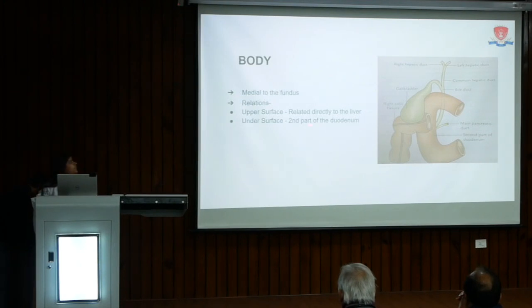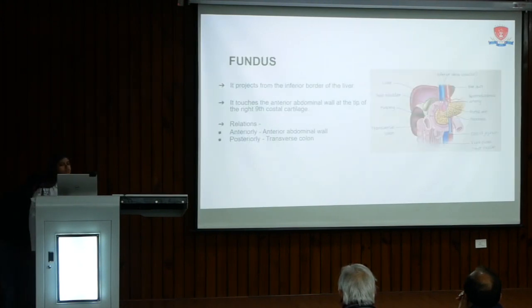The body lies medial to the fundus, and its upper surface is directly related to the liver and undersurface to the second part of the duodenum. The fundus projects from the inferior border of the liver, and it is anteriorly related to the anterior abdominal wall and its structures and posteriorly to the transverse colon.